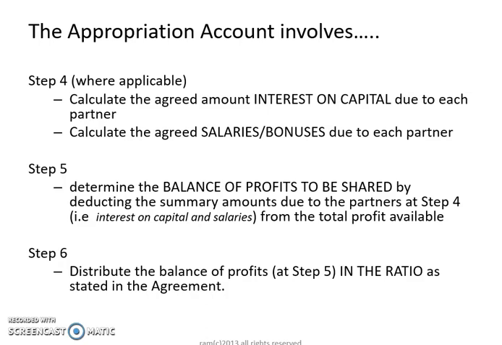And step 5 says you will simply determine how much profit is to be shared by subtracting the total of step 4 from the total at step 3. And that will tell you how much profit is left to be shared directly amongst the partners, right? So once you've found that figure, step 6 says to distribute that balance that remains in the ratio that the partners agreed on. And that is basically how you do the appropriation account.